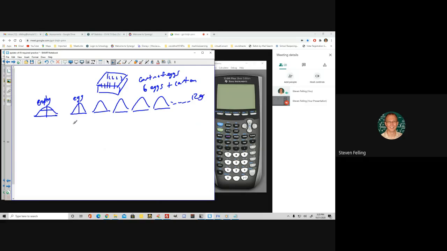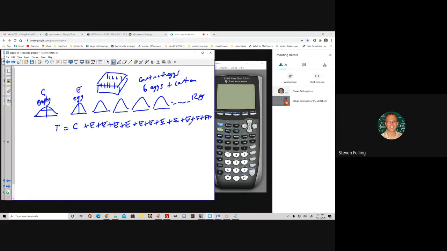If I wanted to know what the mean and standard deviation of the weight of the entire carton would be, well, the total weight would be the empty carton weight plus, let me use C for the carton and E for the egg. So we would have one carton plus 1, 2, 3, 4, 5, 6, 7, 8, 9, 10, 11, 12 eggs, right? So there'd be 12 of these eggs here.